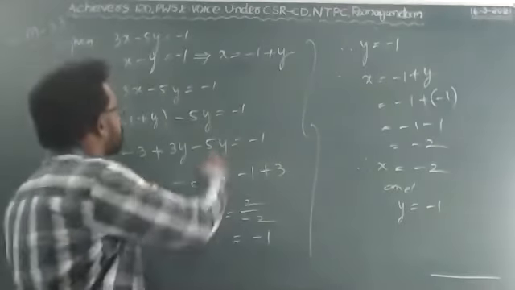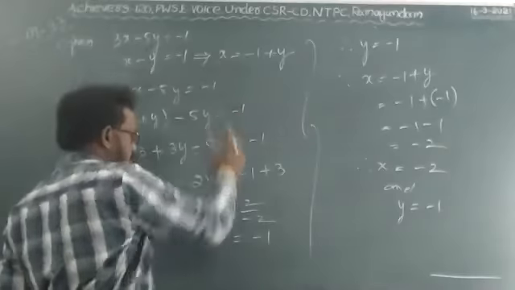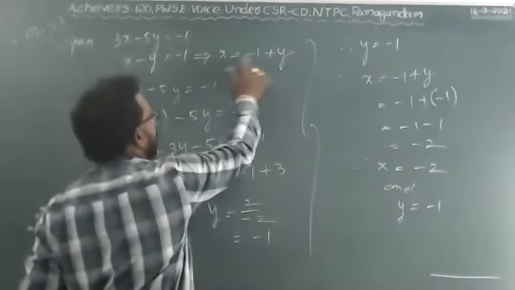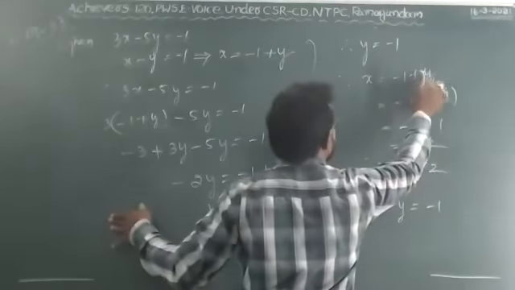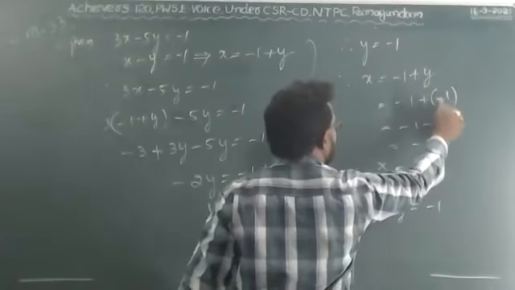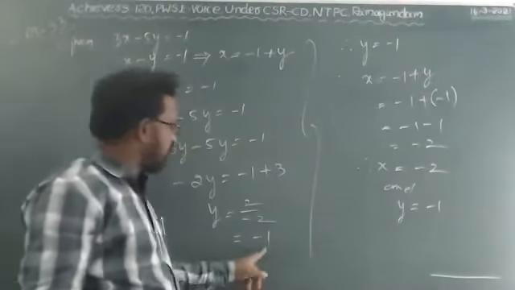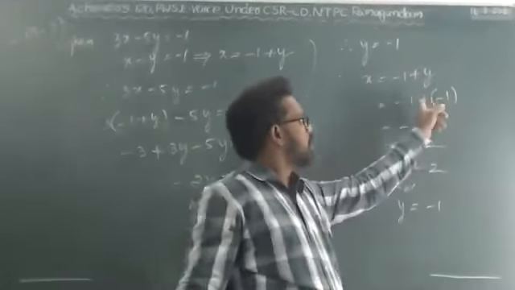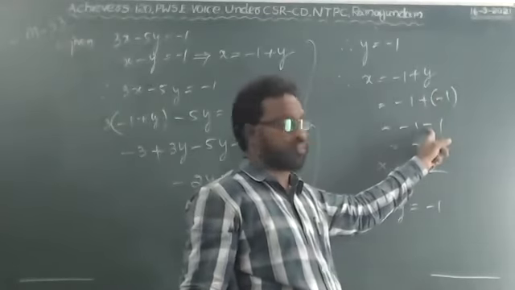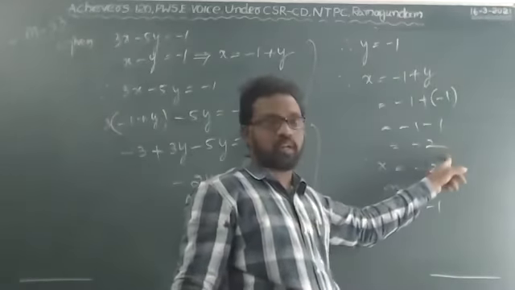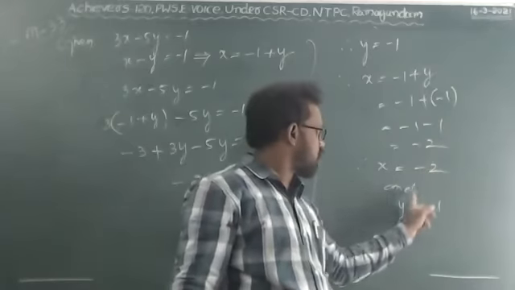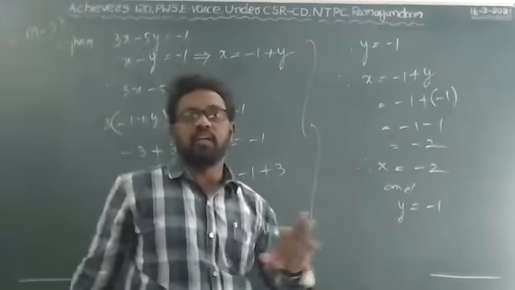This y value I am substituting here, in this x is equal to minus y plus 1. What is the y value? Minus 1. Plus into minus is minus. Minus 1 minus 1 is minus 2. You got it: x is equal to minus 2 and y is equal to minus 1.